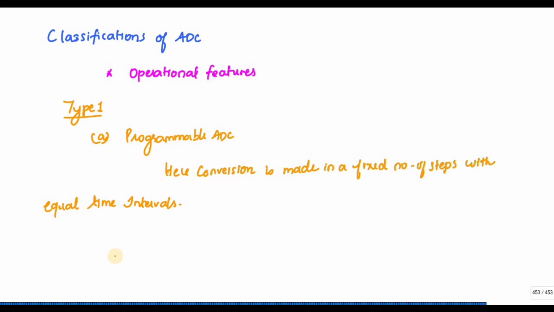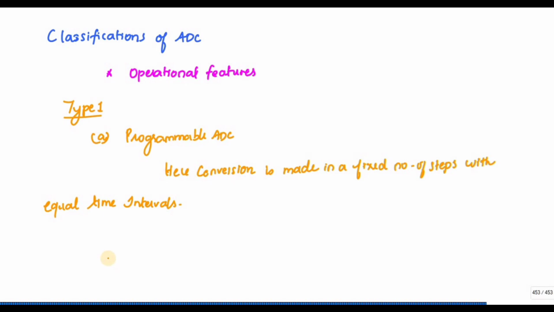So in this video, we are going to discuss the classifications of analog to digital converters. The classifications can be done based on their operational features. First, let us discuss type 1. This type 1 is classified into two groups: one is programmable ADC and the other is non-programmable ADC.